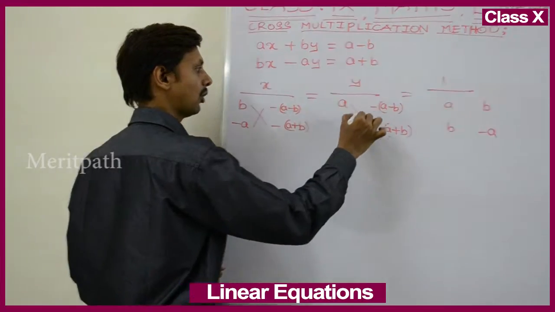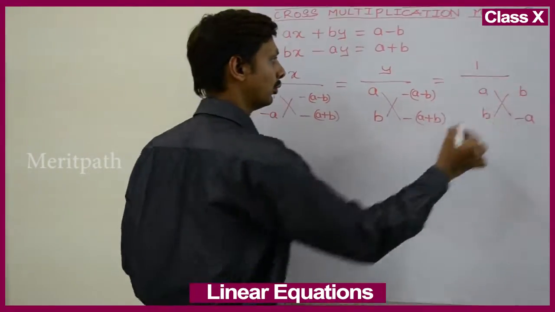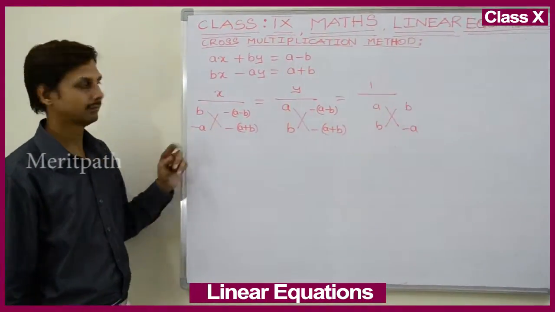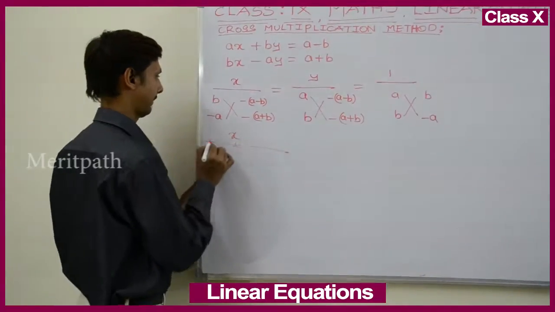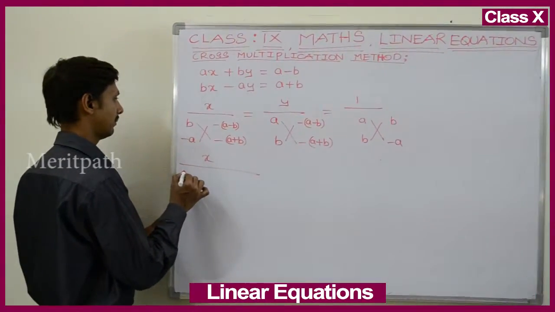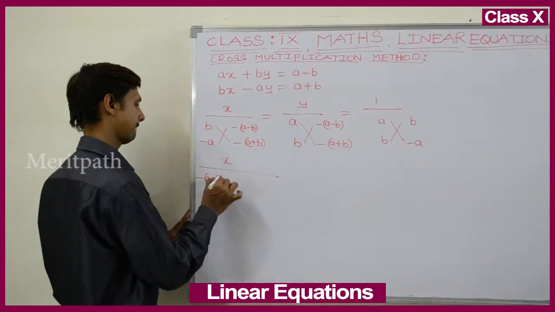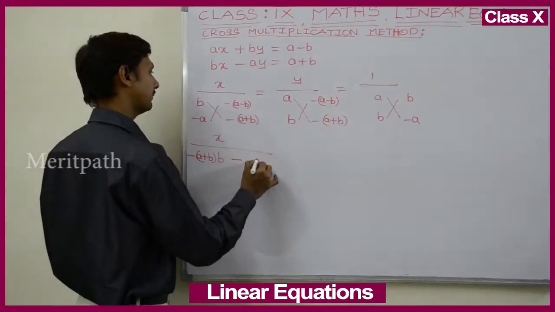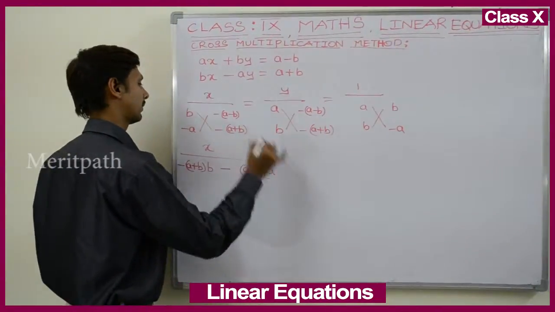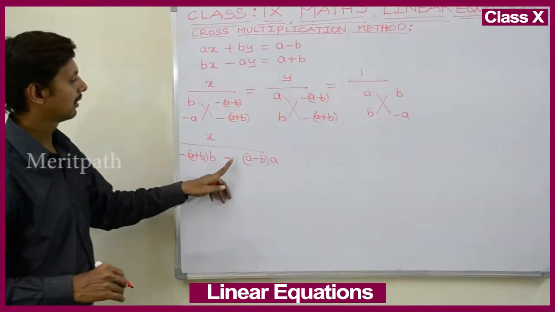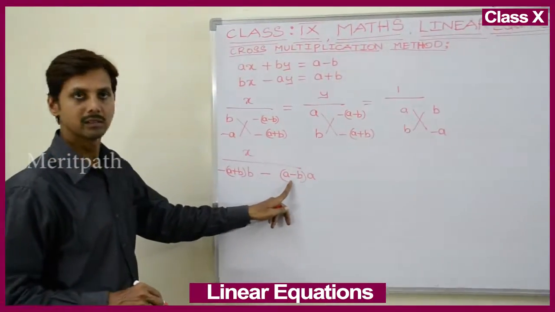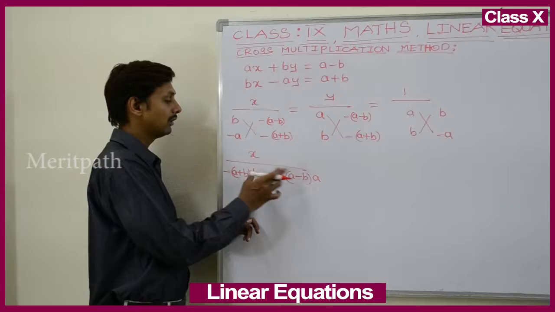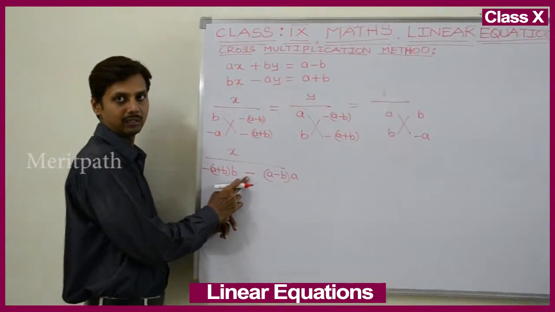So let us do cross multiplication of these two and these two terms. Cross multiplication we are doing for all the three terms, and after doing cross multiplication, let us subtract them. X by minus a plus b into b, minus a minus b into a. Reason is, minus into minus, it becomes plus. These two minus are gone, but when we are subtracting these two values, there is a minus symbol here.